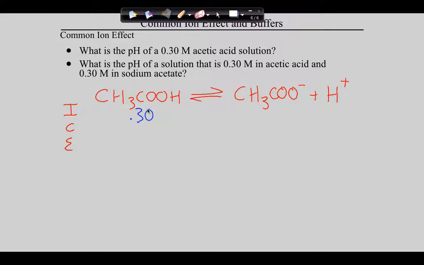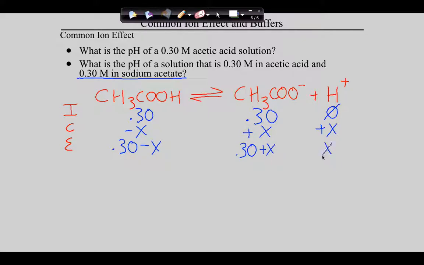Our initial concentration of acetate ion is no longer 0, because now we have another source of acetate ion right here. So our concentration of acetate ion initially is also 0.3 molar. This is 0. Now guys, this goes down by x, these go up by x. This then becomes 0.30 minus x, this becomes 0.30 plus x, and this becomes x.